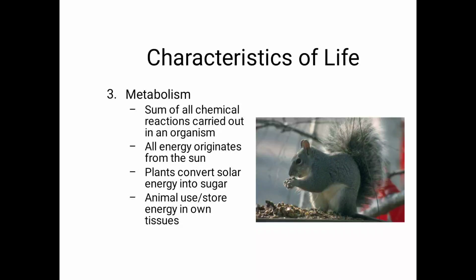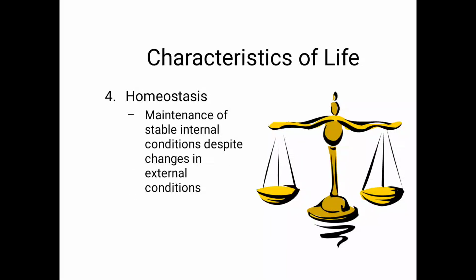Next characteristic is metabolism. So here, this is a sum of all chemical reactions. When we say sum of all chemical reactions, yung lahat ng nangyayari sa katawan ng isang organism, ang tawag natin doon ay metabolism. And metabolism starts from the sun because of photosynthesis, wherein the plant converts the solar energy into sugar, and then the sugar is being consumed by animals, and then they store it in their own tissues as a source of energy.